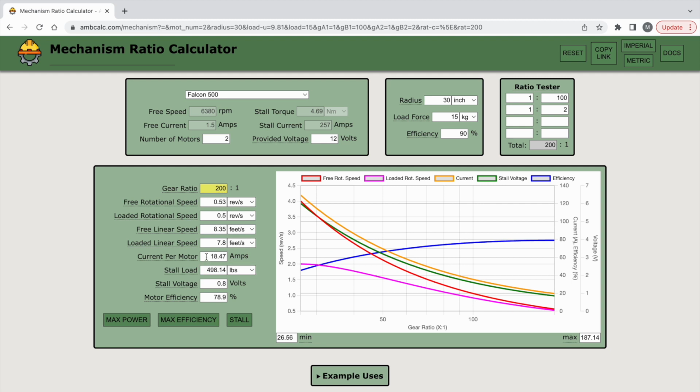So you can check the current draw per motor to make sure that it's not over 40 and it's about 18, so you're good on that front. You can see the motor efficiency is 78.9, which is still relatively close to max efficiency. And you can also check, because this was a pivot, you're only concerned with the rotational loaded and free speed, and you can check those over here.